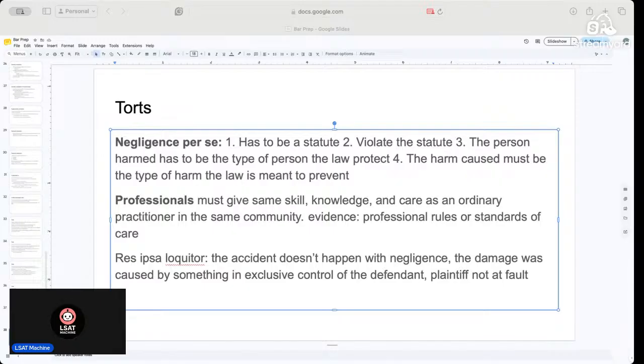Or if someone drops a hammer at a construction site, that's also never supposed to happen. The only reason it happened is because someone was negligent. Okay. But I need to remember that technically you need to prove three things.